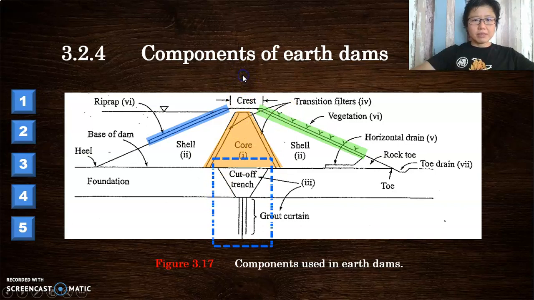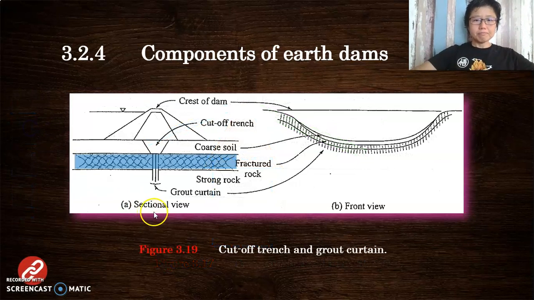And the second part that we would like to look at is the cutoff trench. Note that while the water is being impounded from the top of the foundation to the surface, water can also flow down through this area and up to the upstream area. That is something we don't want to happen as well, especially if your earth dam is sitting on a foundation that is fractured rock. So let's look at some of the details.